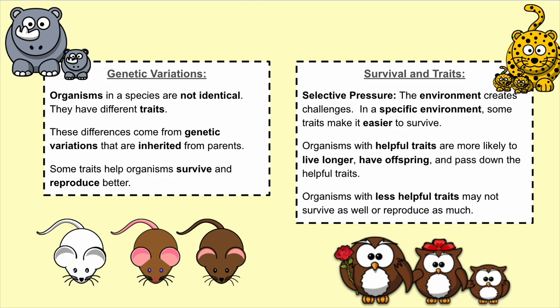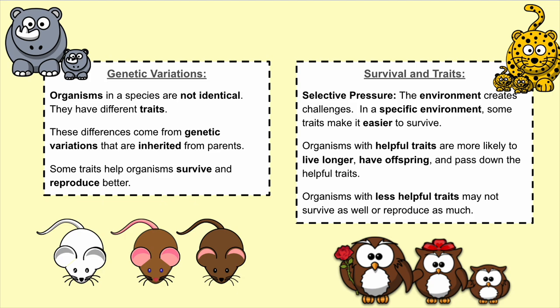Now let's talk about something called selective pressure. That's just a fancy way of saying that the environment can be tough. The environment creates challenges. In a specific environment, some traits make it easier to survive. Maybe it's really cold, or there's a predator around, or food is hard to find. In these situations, some traits give certain organisms an advantage.